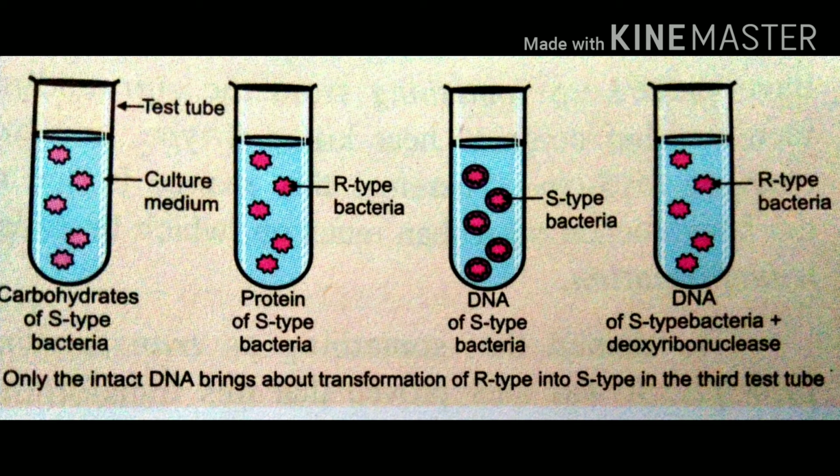In the next step, they mixed DNA of S type bacteria with the enzyme deoxyribonuclease. This enzyme destroys the DNA. Okay, so DNA of S type bacteria was digested and destroyed. This digested DNA of S type failed to transform R type, that means non-pathogenic, into S type. These experiments were done in test tubes.